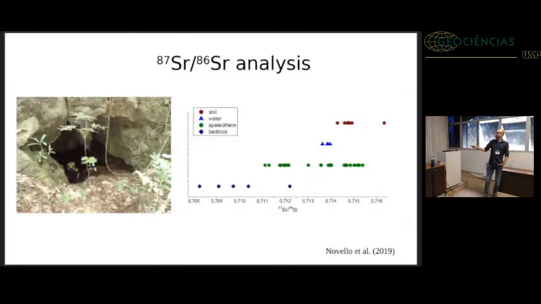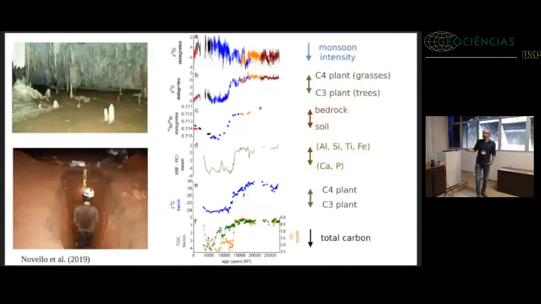Like in the soil we have strontium values around 0.715, which is high, and in the bedrock we have values around 0.708 here. And the values we find in stalagmites are something in between. So we have two different sources of strontium here, more limestone or more soil. And then we put everything together.